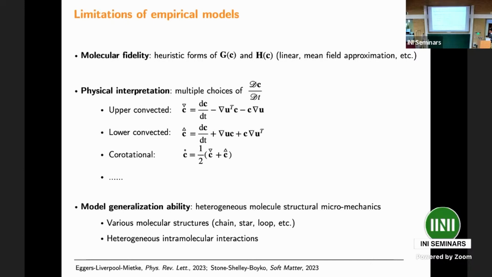And the second limitation is that we generally have multiple choices of this dC/dt, right? Usually we have the upper convective, lower convective, co-rotational. From a mathematical perspective, there is an infinite number of choices that can satisfy the frame difference constraint. So in practice, we need to be very careful to choose this dC/dt. In many cases we use the upper convective, but I see this recent work from Tanis, which is very nice work considering polymer molecules. For that case, we need to choose the lower convective. But in a more general sense, for more complicated systems, how to choose this dC/dt is very challenging.